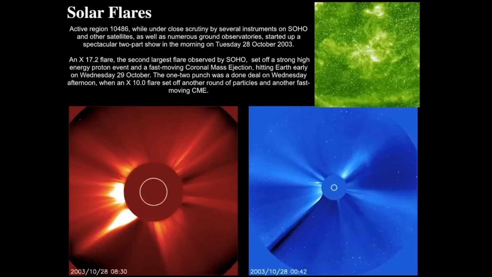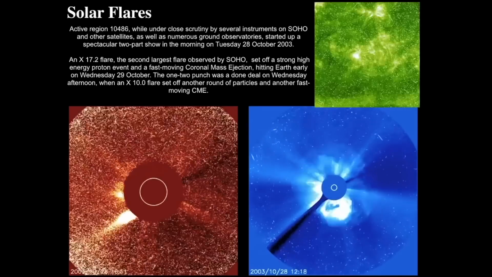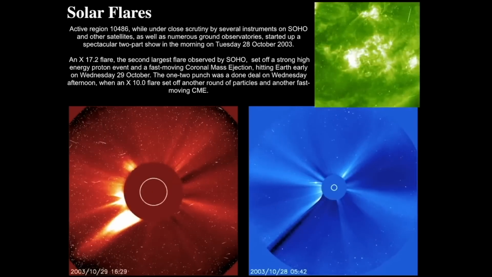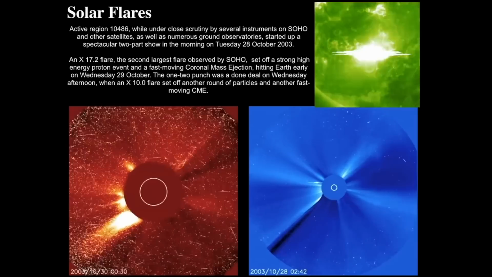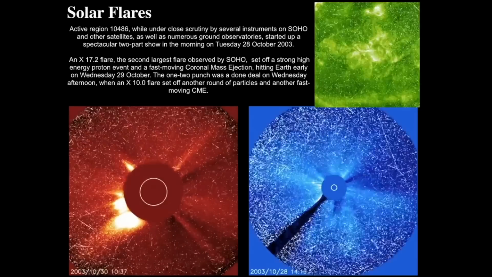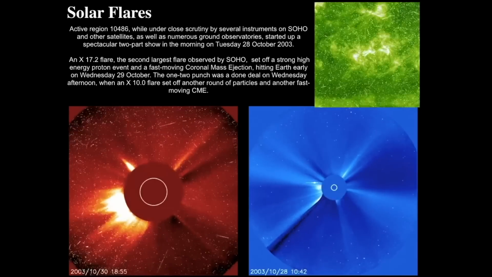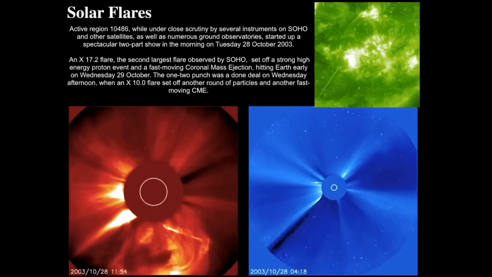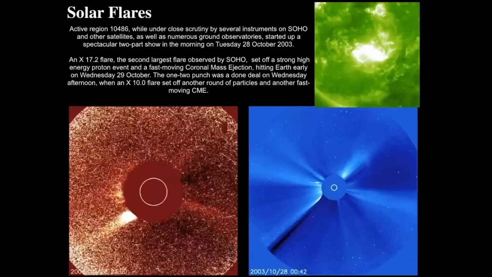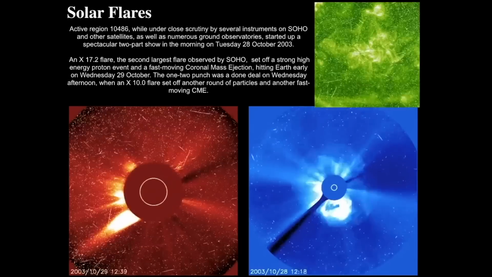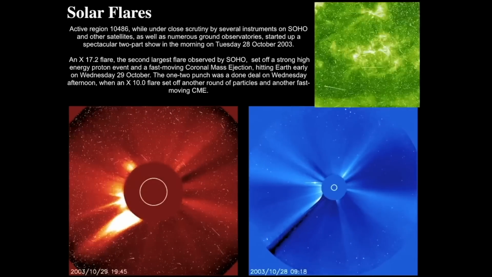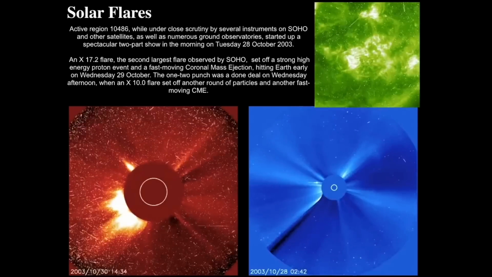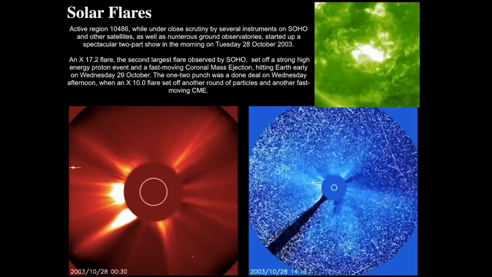We can see that in this particular image, and these are the satellite images that were taken by the SOHO spacecraft in 2003. The green image in the upper left is an ultraviolet light image of the sun. It shows the solar flare occurring, and the solar flare is a momentary brightness that occurs over the course of a few minutes. And it's enormously large areas.